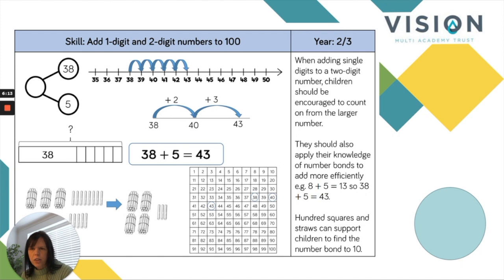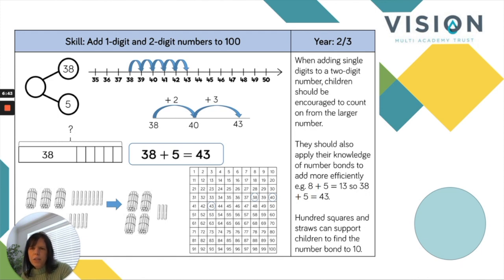And clusters of straws, again to show the tens and the ones, before moving on to your Dienes or your base 10, where that's demonstrated with the one single stick. Seeing how the straws are combined to make 10 is really useful for those children that need the visual support. 100 squares and straws can support children to find the number bonds to 10.